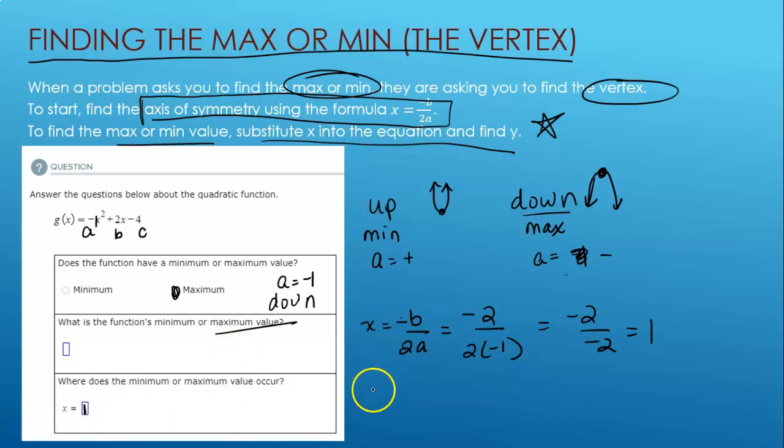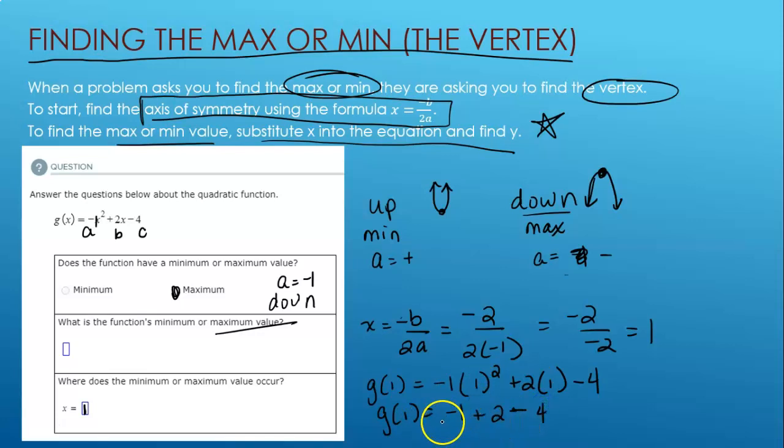To find the maximum or minimum value, I need to substitute in to the function. So this becomes -1 times 1 squared plus 2 times 1 minus 4. I'm substituting x into the equation. Remember, I'm using my function here. 1 squared is 1. -1 times 1 is -1. 2 times 1 is 2, and then we bring down the minus 4.